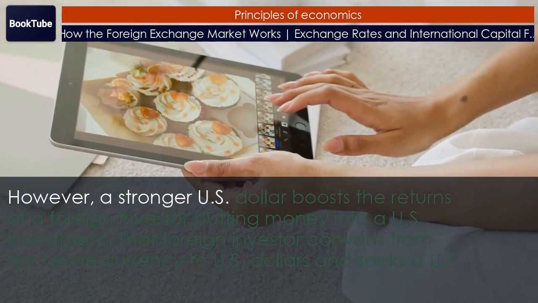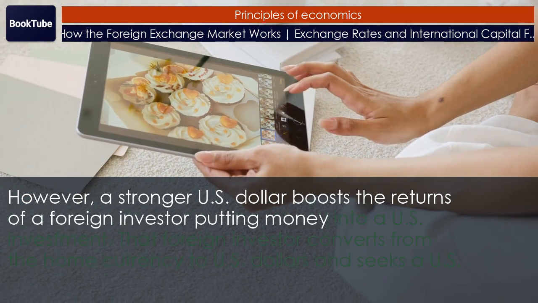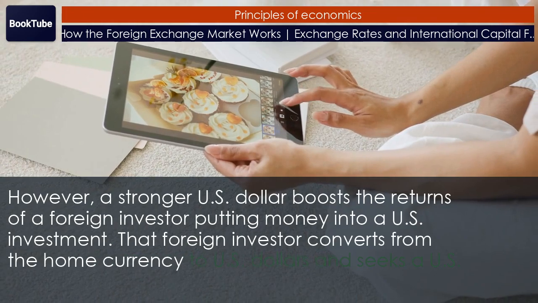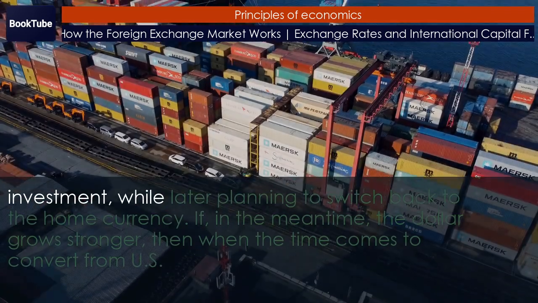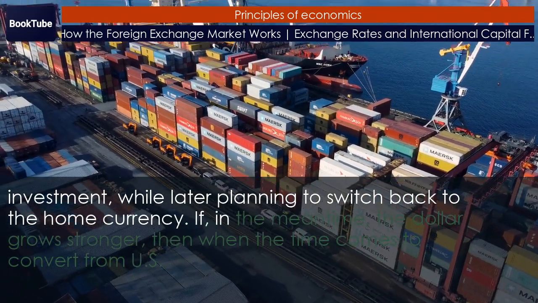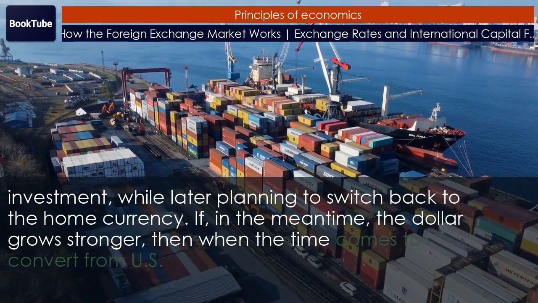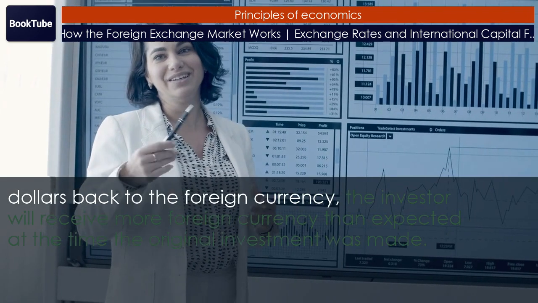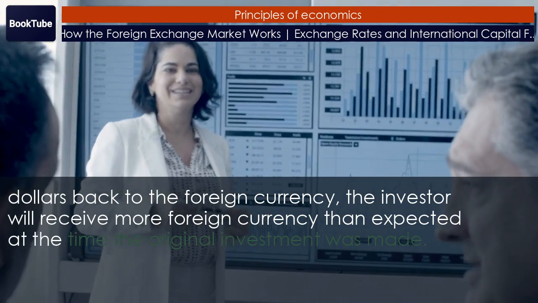However, a stronger US dollar boosts the returns of a foreign investor putting money into a US investment. That foreign investor converts from the home currency to US dollars and seeks a US investment, while later planning to switch back to the home currency. If, in the meantime, the dollar grows stronger, then when the time comes to convert from US dollars back to the foreign currency, the investor will receive more foreign currency than expected at the time the original investment was made.